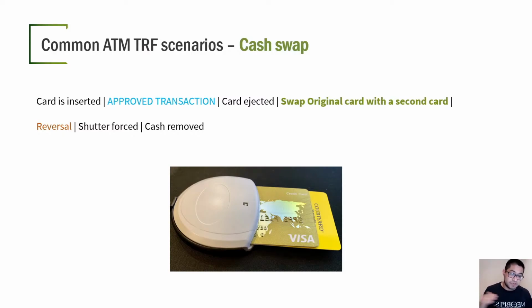Another example is cash swap. The cash swap is when I insert a card, I make a normal transaction, and the card will be ejected. When the card is ejected, what I will do is swap this card for another one. So I will use, for example, a magnetic stripe card. I put it down, I swap it, I grab my original card, and the other one will be swallowed by the ATM. But at this swapping, what will occur is a reversal. And then I will force the shutter and remove the cash.